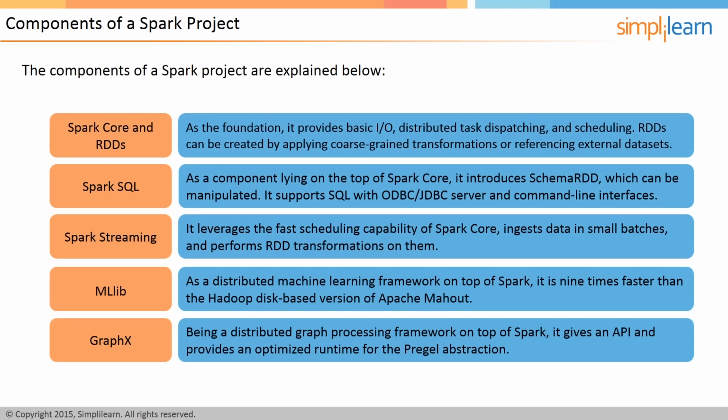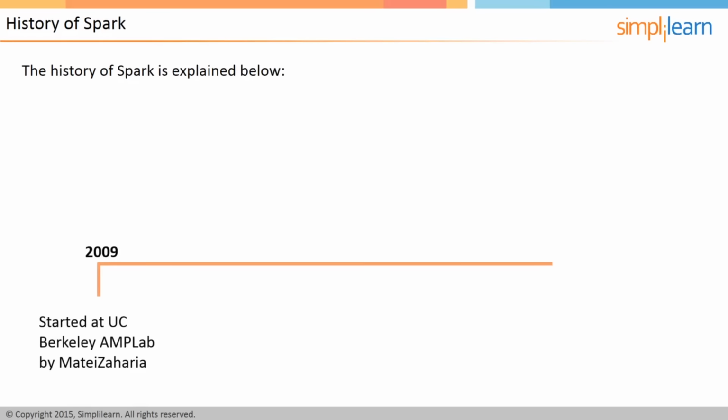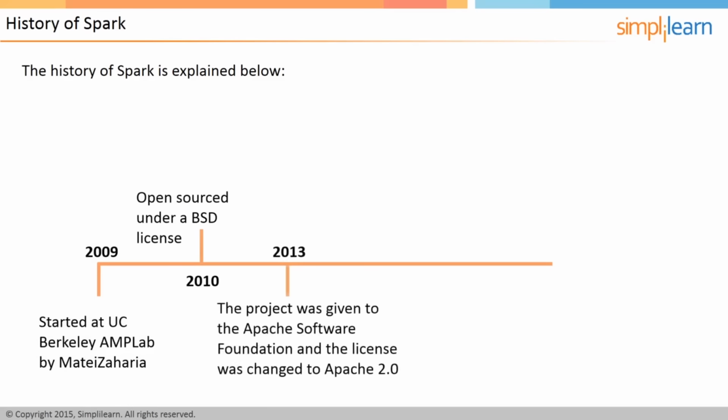As discussed, Spark was started at UC Berkeley AMPLab by Matei Zaharia in the year 2009. It was in 2010 when it was open-sourced under a BSD license. The project was then donated to the Apache Software Foundation, and the license was changed to Apache 2.0 in the year 2013. In the month of February 2014, Spark became an Apache top-level project.